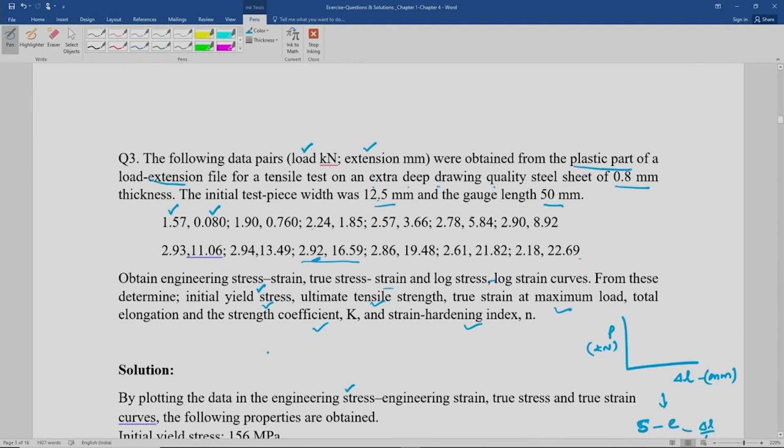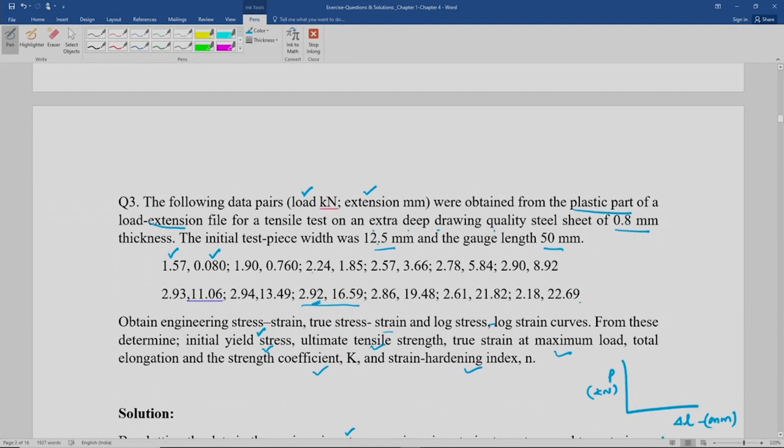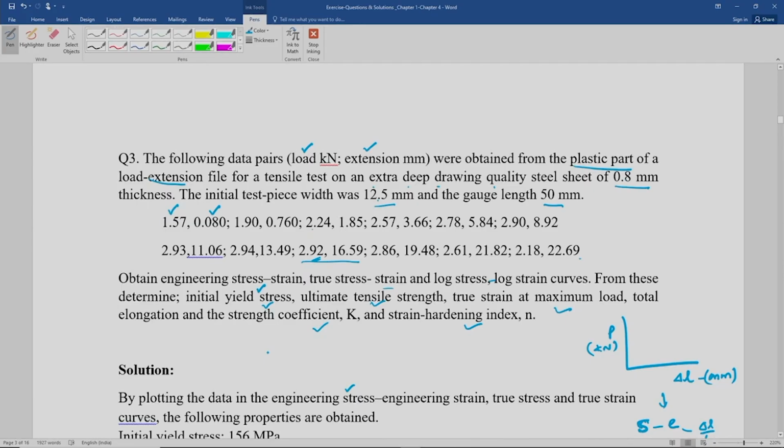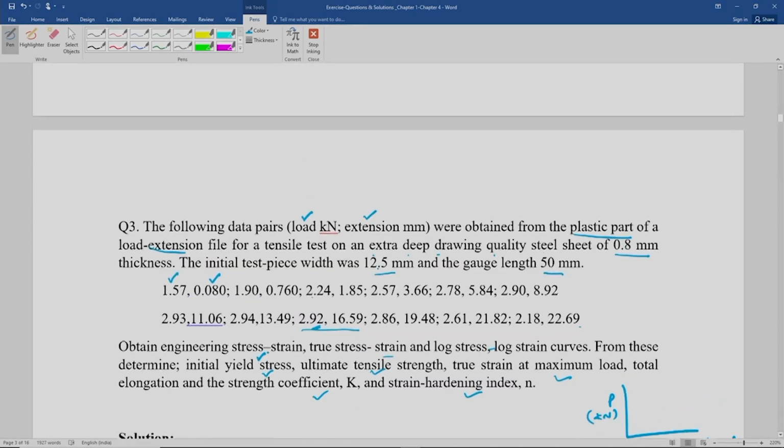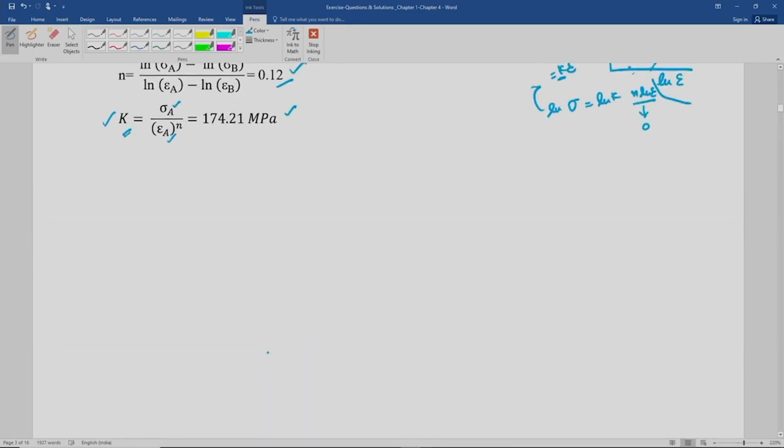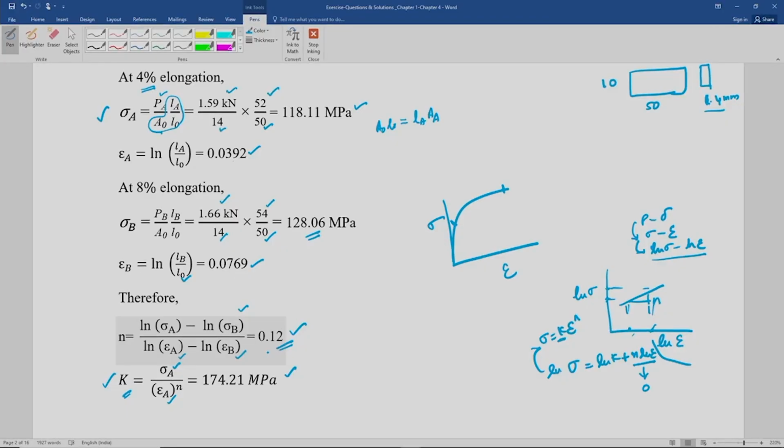So, this is a long problem. One has to actually use graph paper and then an Excel sheet or something like that, and then you can calculate it properly. These 3 problems will help you to understand what kind of calculations we make for the second part of the first chapter, that is your tensile test. With this we will stop this chapter. We will start the next chapter in the next portion.